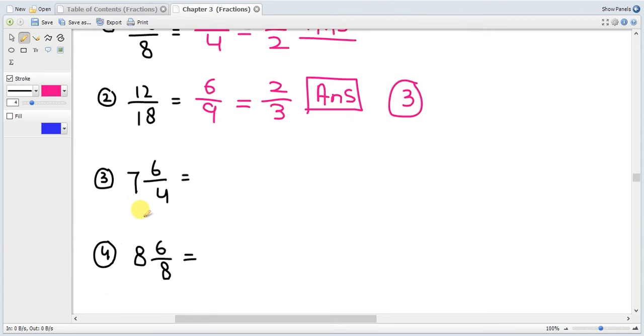Next. So question number 3 is 7 whole 6 over 4. So first we have to convert it into the standard form of a fraction, which is 7 times 4 is 28 and 28 plus 6 is 34.